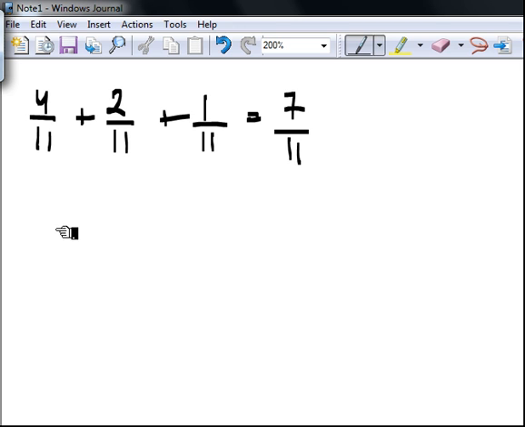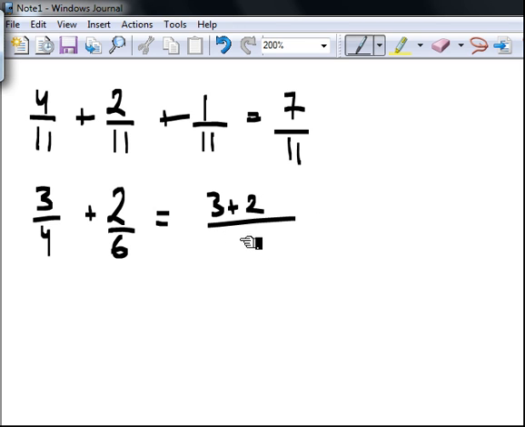But if we have 3/4 plus 2/6, we can't just write 3 plus 2 over and then what? No. So we have to first change the fractions so that they have the same number down here, the same denominator.